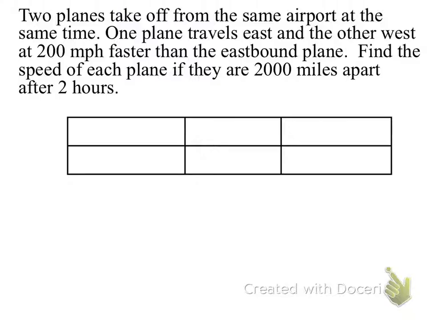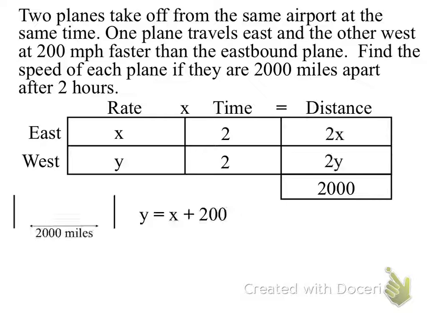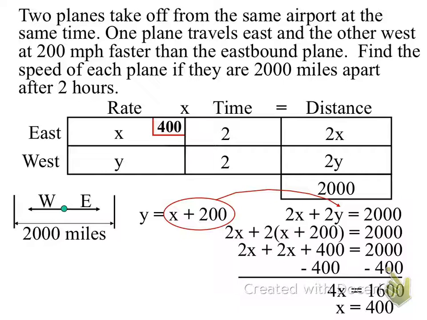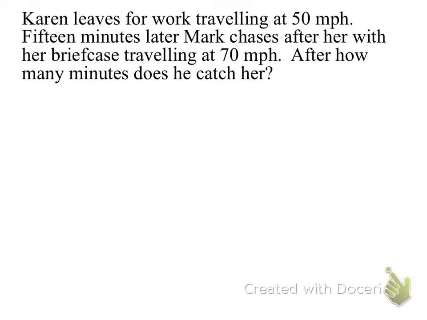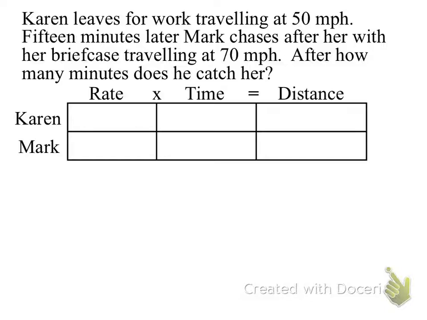We can also solve this with different variables. I'm not a fan of that. The next one I will show you how we're solving with two variables. Okay, Karen leaves for work traveling at 50 miles per hour. 15 minutes later, Mark chases after her with her briefcase traveling at 70 miles per hour.